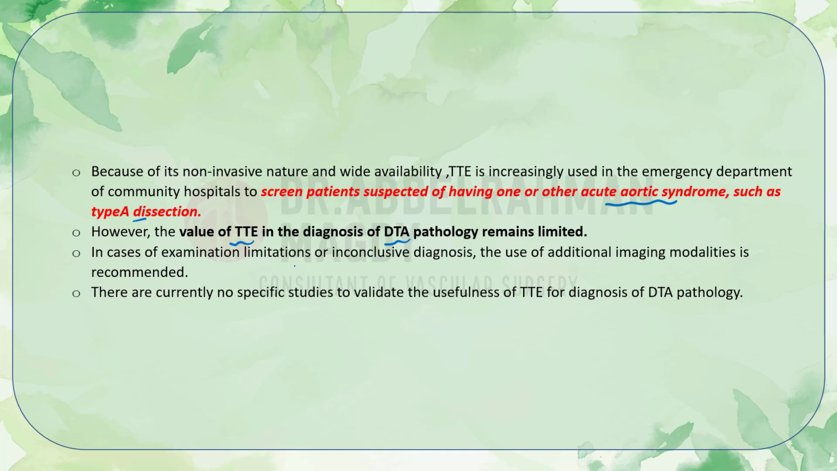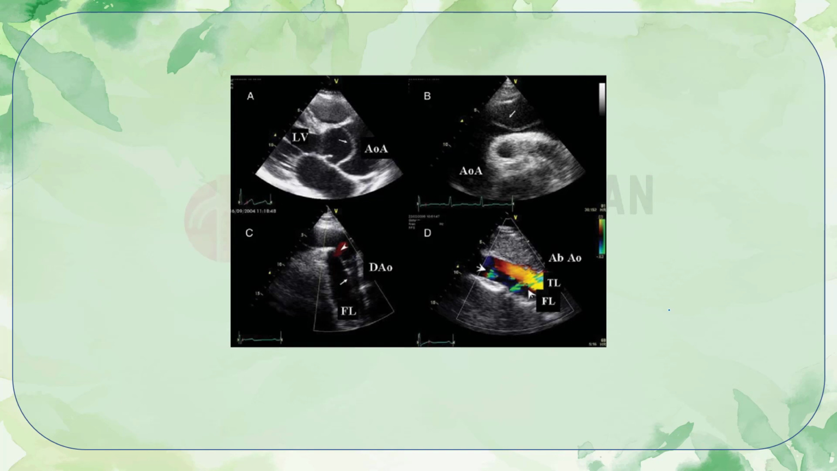However, the value of the TTE in the diagnosis of descending thoracic aorta pathology remains limited. In cases of examination limitations or inconclusive diagnosis, the use of additional imaging modalities is recommended. There are currently no specific studies to validate the usefulness of TTE for diagnosis of descending thoracic aorta pathology. We can see here in these photos one of the windows for visualizing the aorta, delineating the presence of dissection, with the true lumen and the false lumen. This is the left ventricle, and this is the intimal flap or dissection flap. So a type A aortic dissection can be screened for and detected by transthoracic echocardiography early in the emergency department.